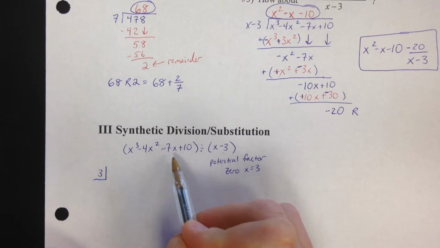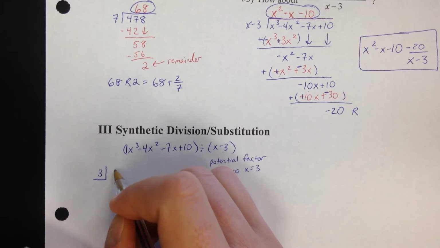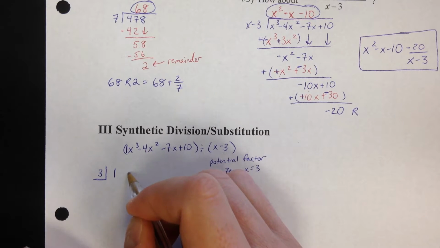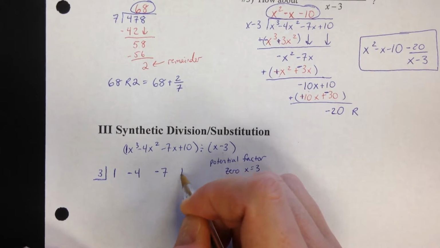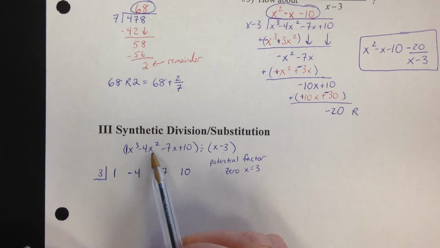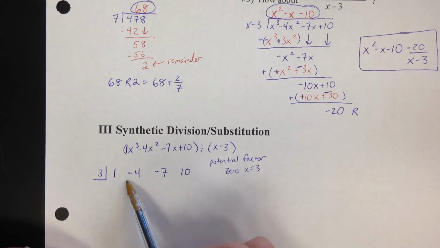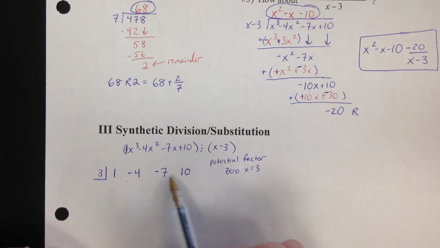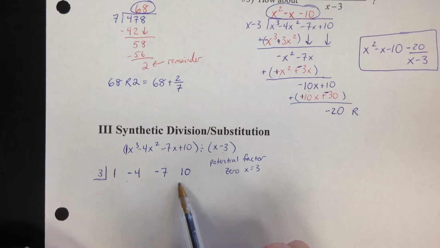but the way I'm going to write it is only with the coefficients. So 1x to the third, negative 4x to the second, negative 7x, positive 10. Now, by the way, if I was missing an exponent term, let's say there was no x squared term, I would put a 0 in that place. So it's kind of like a position on a number. Each place holds a value. Okay, now here's how it works.